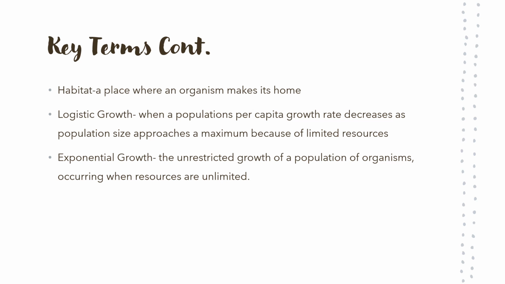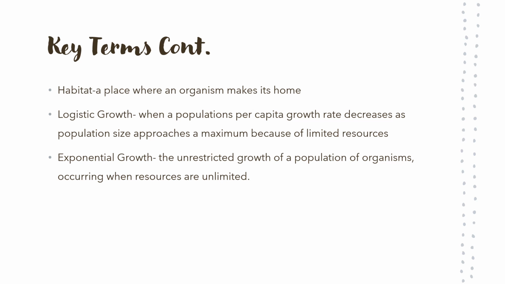All right, we have three more key terms on this page. We have habitat. This is a place where an organism makes its home, where the organism lives. It's self-explanatory. Next, we have logistic growth. This is when a population's per capita growth rate decreases as population size approaches a maximum because of limited resources.